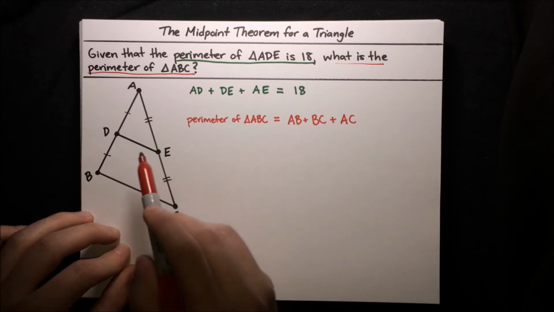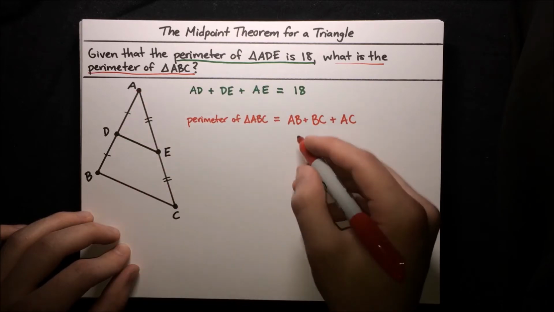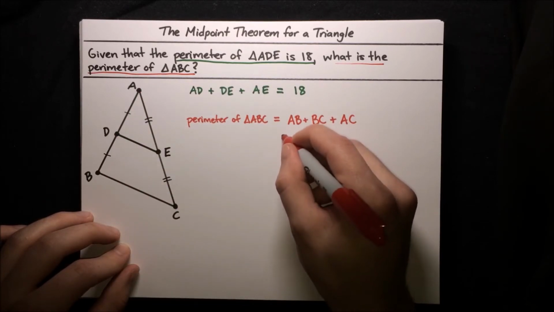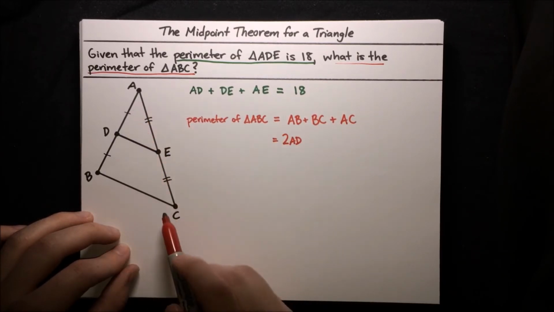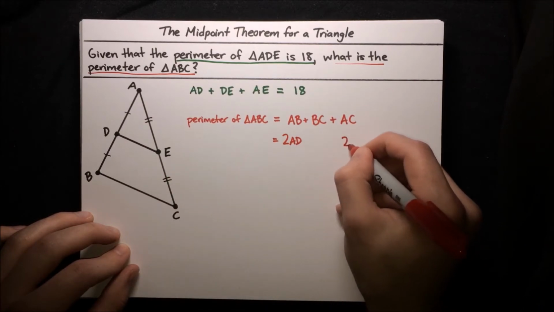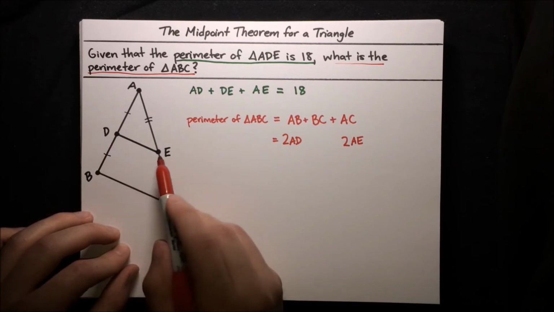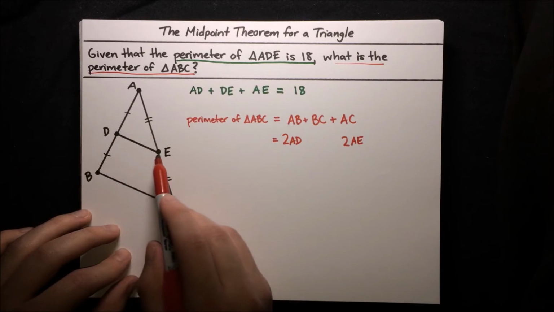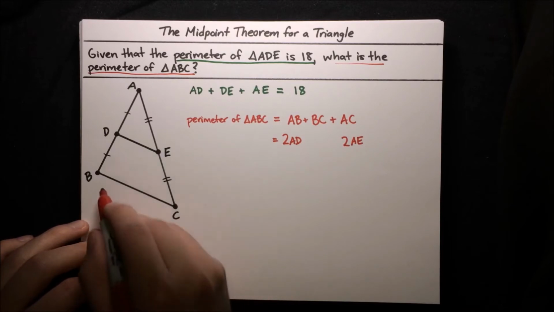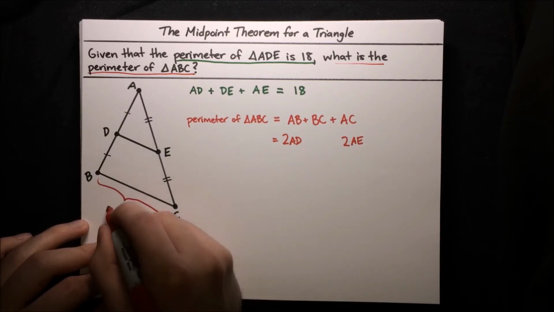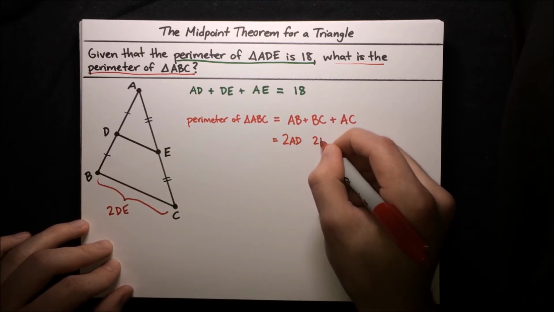We see, first of all, that AB is twice the length of AD. D is just a midpoint of the segment AB. So AB can be written as 2AD. We also see that AC here can be written as 2AE. And then since D and E are midpoints of these two sides of the triangle, we know that the segment connecting these two midpoints has to have length a half of the length of the third side, BC. So that means BC, this length there, is equal to 2DE. And we can go ahead and write that in. BC is 2DE.